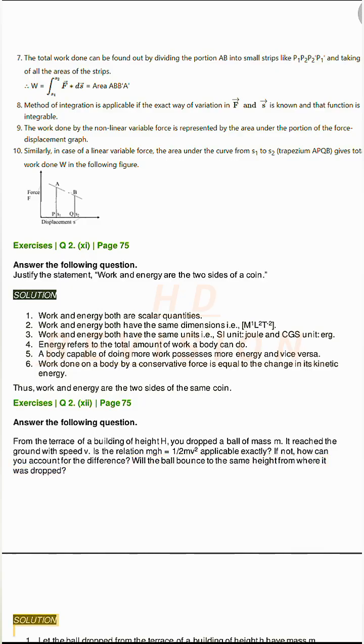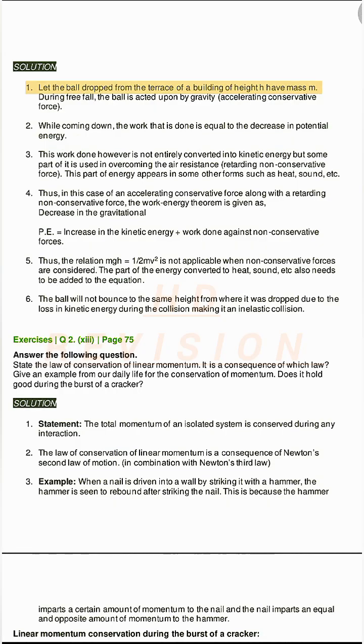Solution. 1. Let the ball dropped from the terrace of a building of height h have mass m. During free fall, the ball is acted upon by gravity, an accelerating conservative force. 2. While coming down, the work that is done is equal to the decrease in potential energy. 3. This work done, however, is not entirely converted into kinetic energy, but some part of it is used in overcoming the air resistance, a retarding non-conservative force. This part of energy appears in some other forms such as heat, sound, etc.